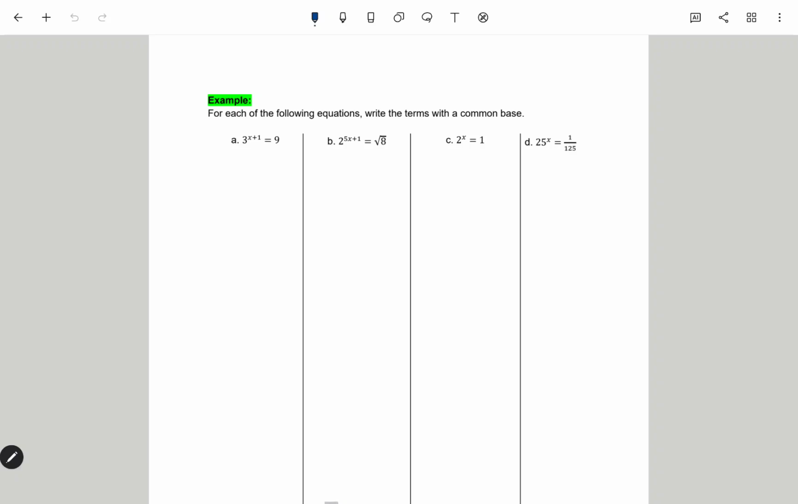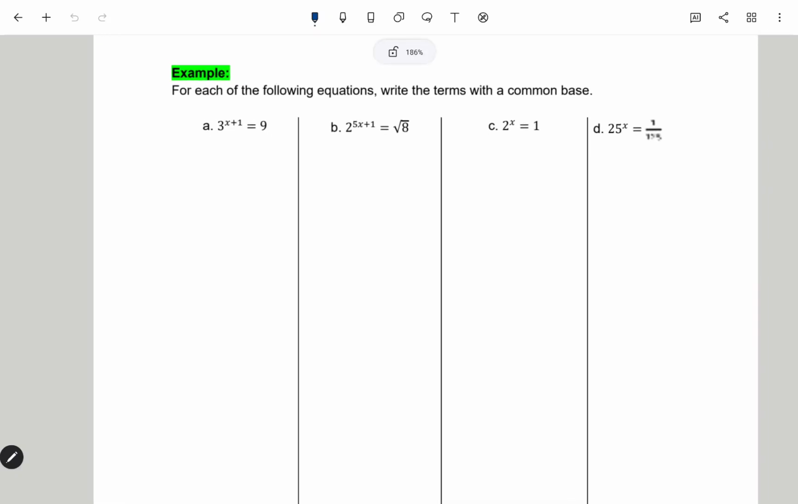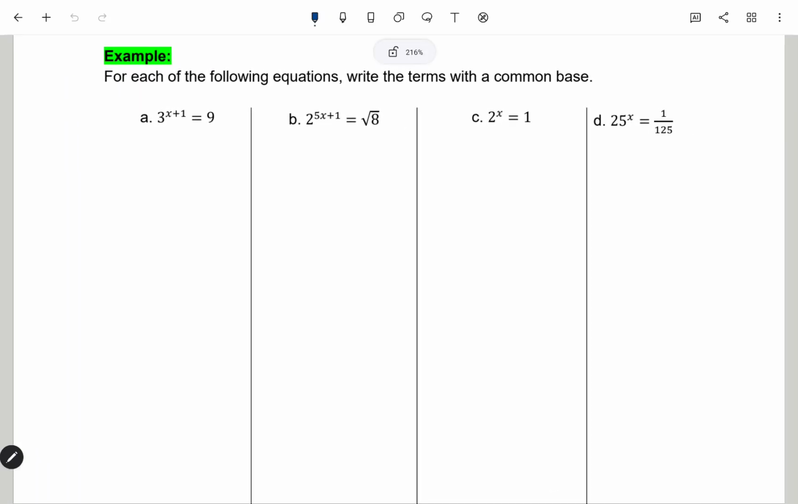Now let's see what it looks like in grade 12. So for each of the following equations, write the terms with a common base. So a common base, what that means is we want to make the base of our exponent the same number. So 3 is already a small number. I really can't change that base any. So this left-hand side, we're not going to touch. So this is going to stay 3 to the x plus 1.